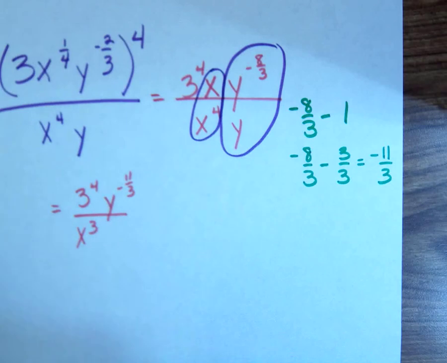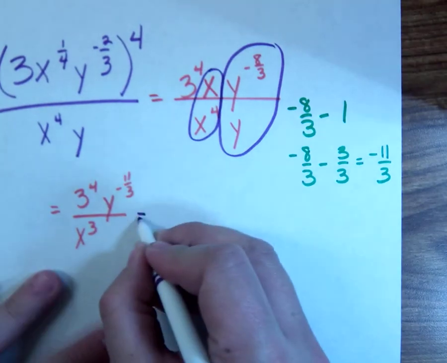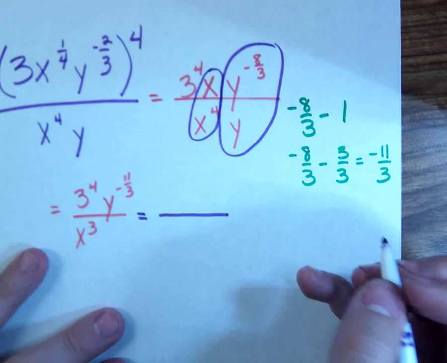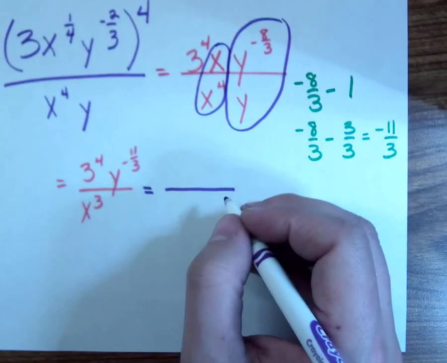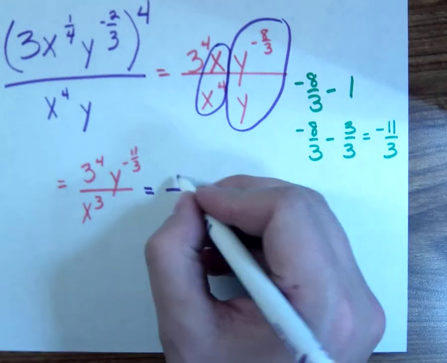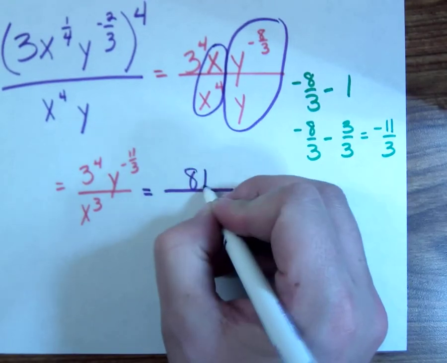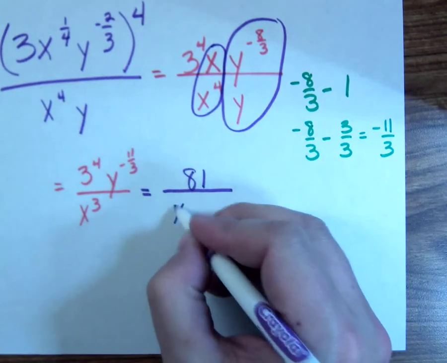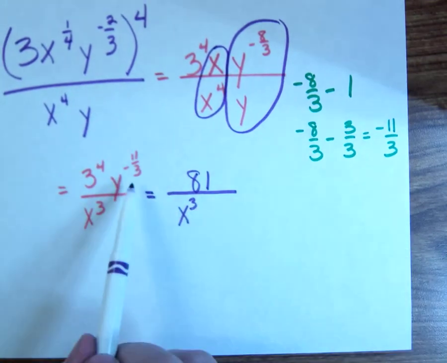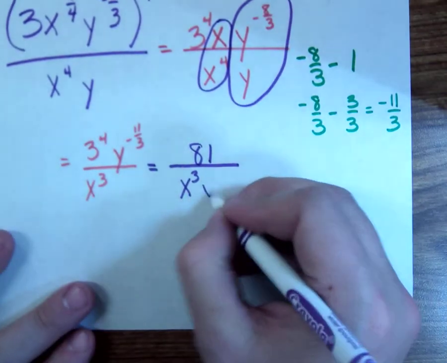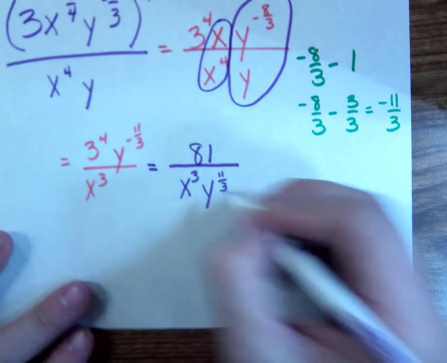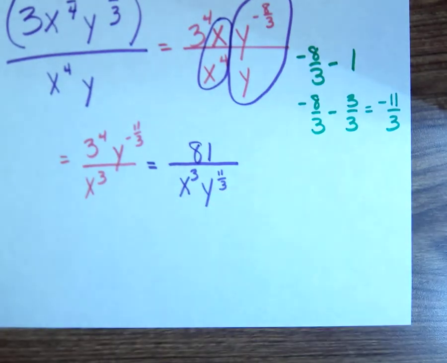But it's not okay to write your answer with a negative, so how do I fix that problem? The 3 to the 4th is fine. I'm just going to go ahead and multiply that. It's 81. The x to the 3rd on the bottom is fine because it's a positive exponent. But the y to the negative 11/3 is not fine because it's a negative exponent. So I'm going to drop it down on the bottom. And that monstrosity is the answer.